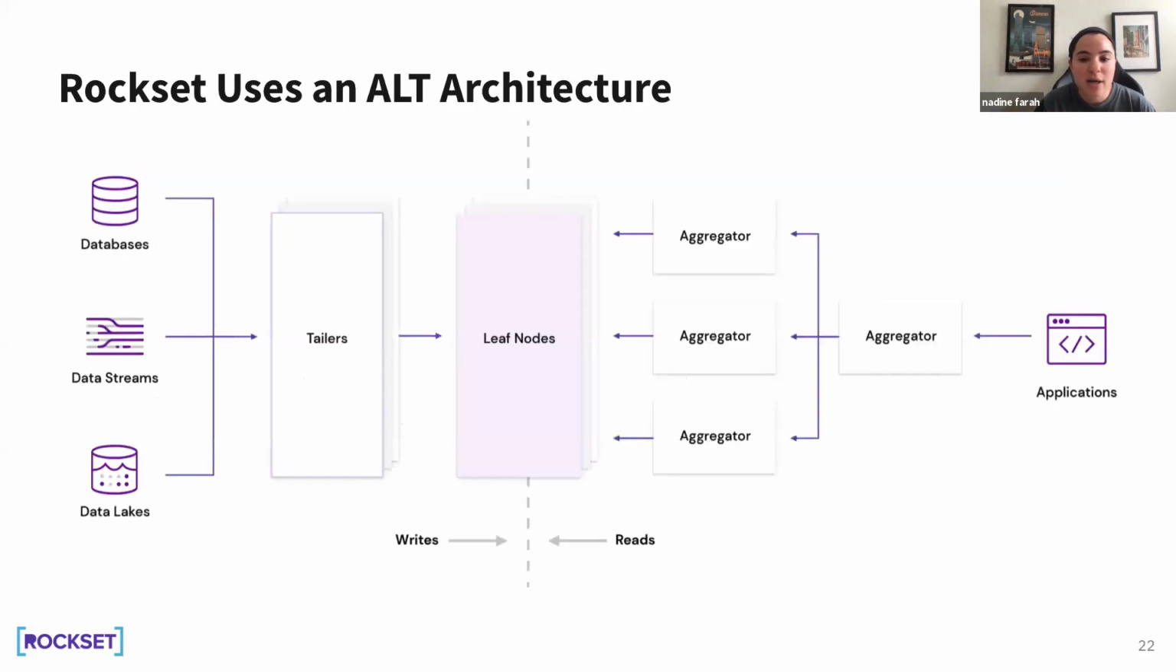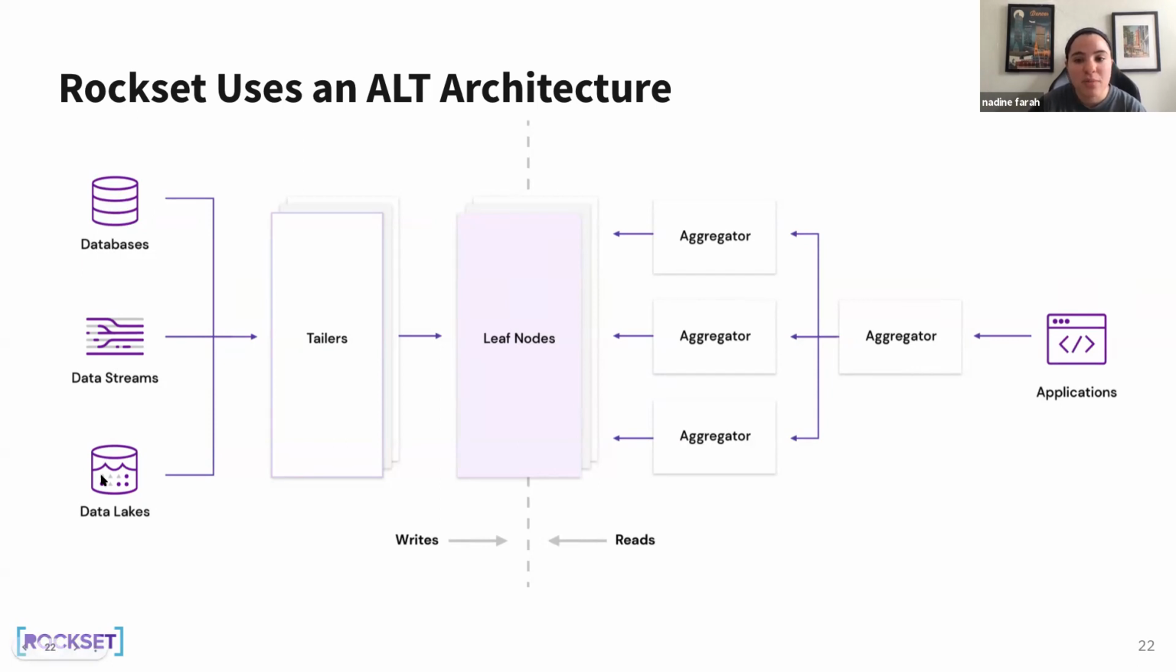So now let's talk about the architecture that allows us to query data lakes with low query latency and high concurrency. This is the ALT architecture, or aggregator, leaf, tailer architecture. And the three main components to this architecture that we're seeing here: we have the tailers on the left side, which I'm circling with my mouse, and we have the leaf nodes, and then we have the aggregators. So the tailers are taking data from sources like your OLTP or operational databases, your data streams like Kinesis or Apache Kafka, and then your data lakes like S3.